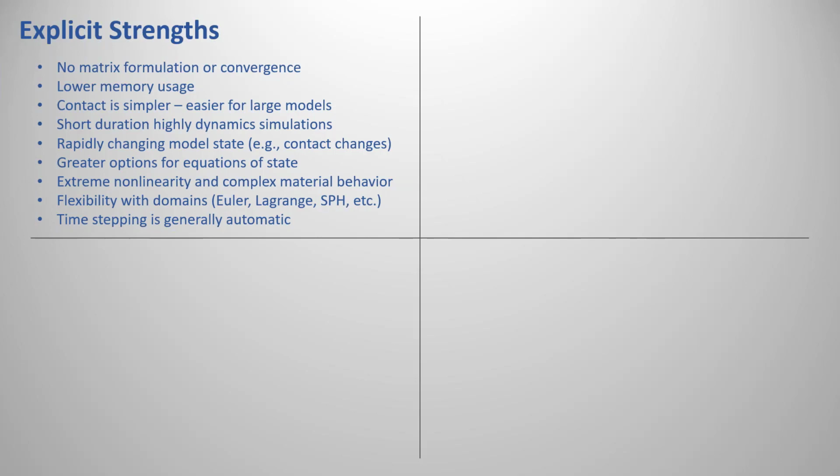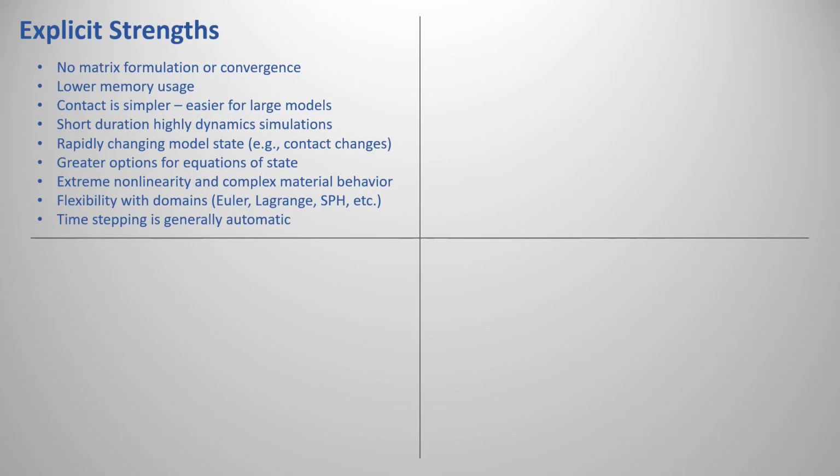It's excellent for simulating anything that's short duration and highly dynamic, anything where the state of the model changes very rapidly. So components coming in and out of contact with each other, nonlinear material properties coming into play, things that change the conditions of that system really, really quickly that normally would cause really difficult convergence in an implicit analysis. And as a result, you have a greater number of what are called equations of state that you can work with for your materials. So simulating the way that fluids or explosive materials will behave now becomes possible.